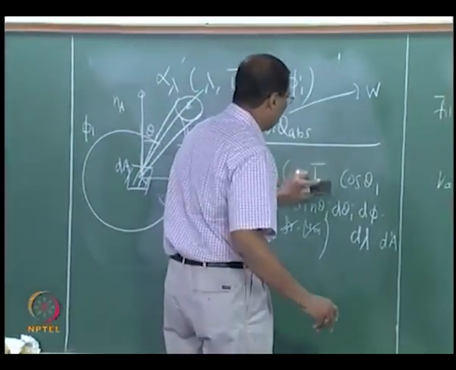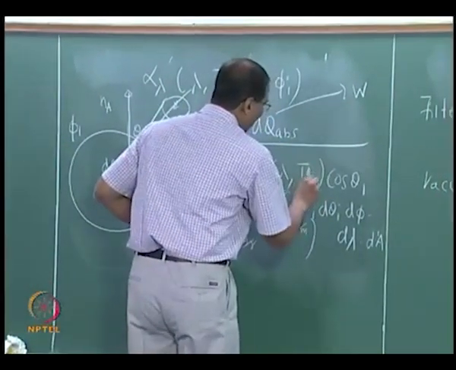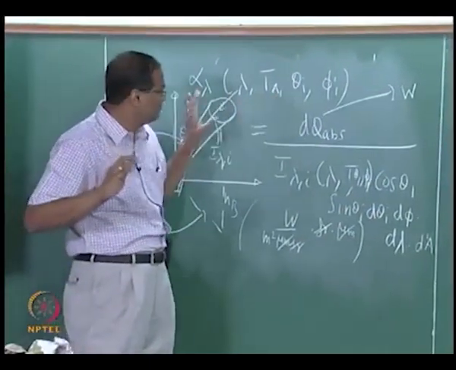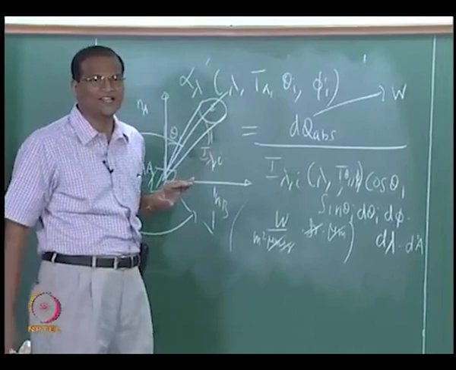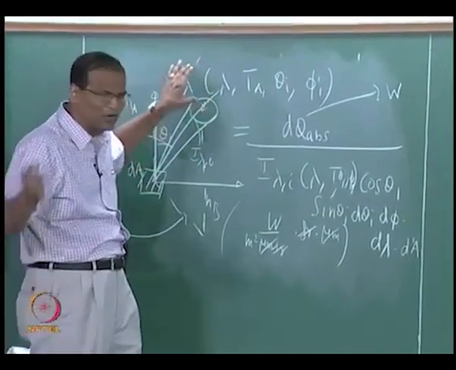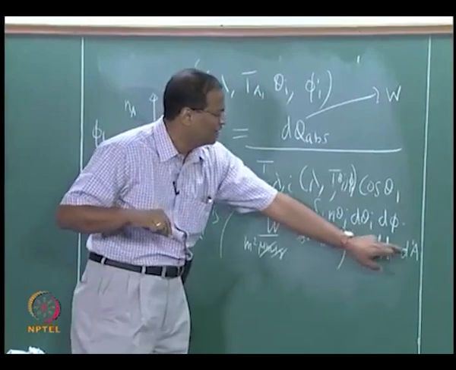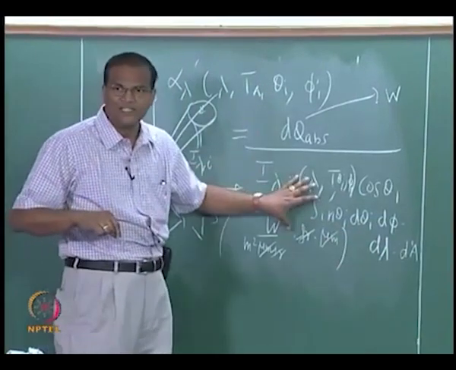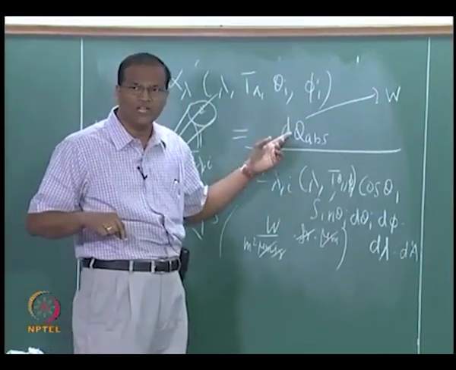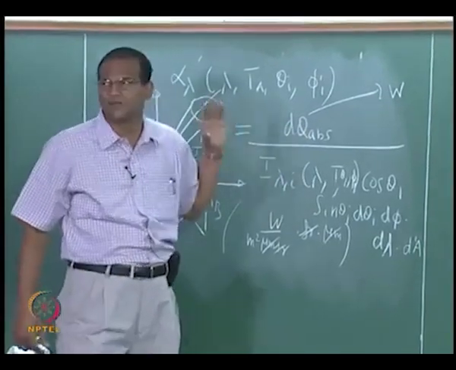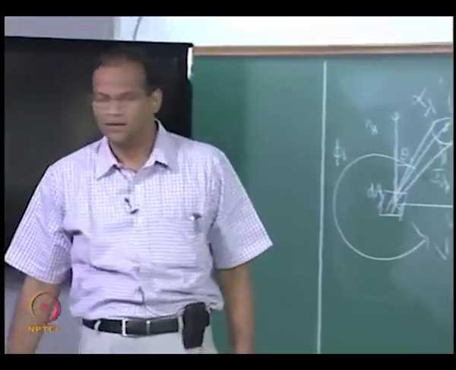So if you do not like it, have this also, I have no objection, but as students of engineering radiation, I want you to know that you should multiply I lambda by cos theta sin theta d theta d phi d lambda dA and set it as a denominator. A numerator, if you know dq absorbed, if you have a meter or an instrument which measures this, you can get the spectral directional absorptivity.